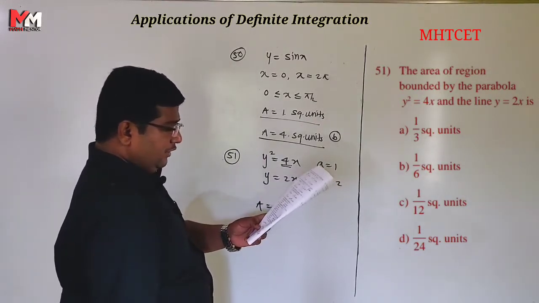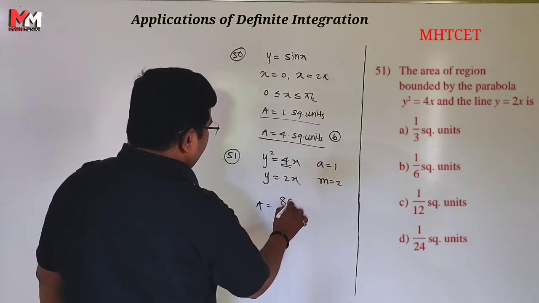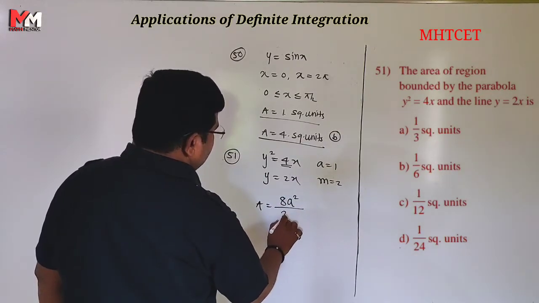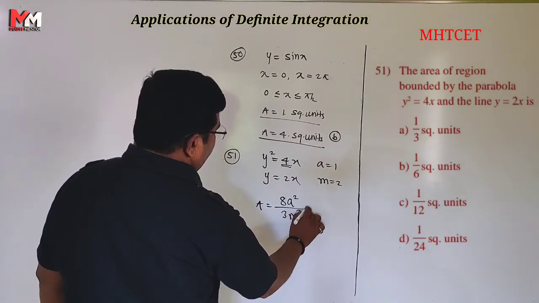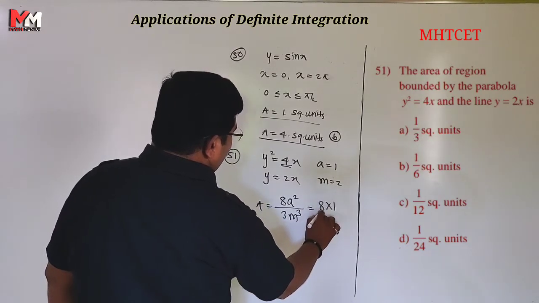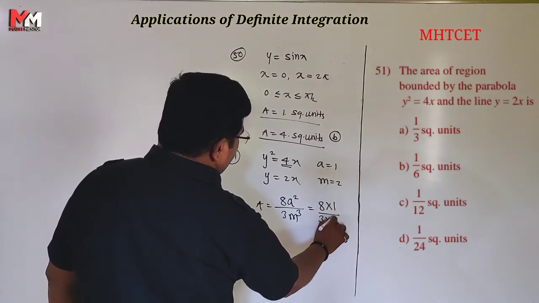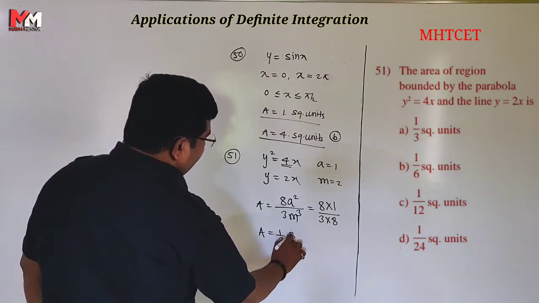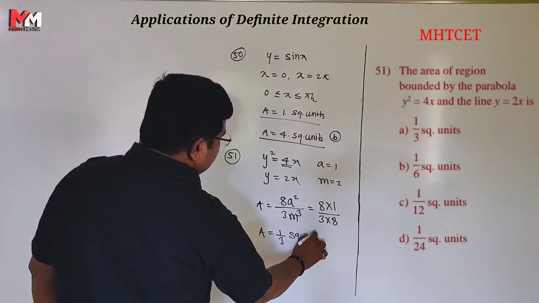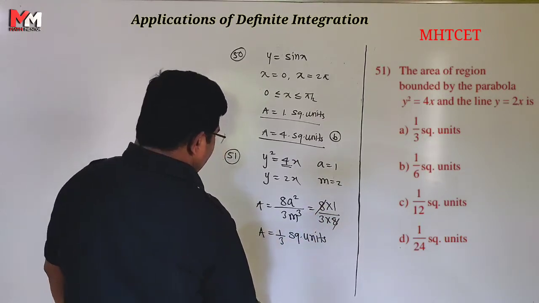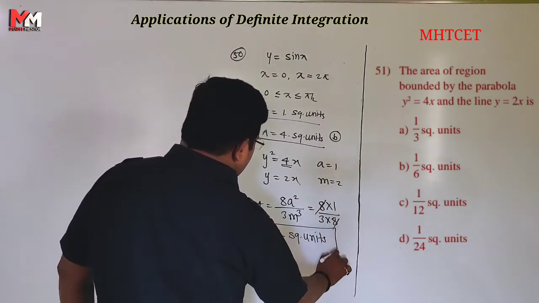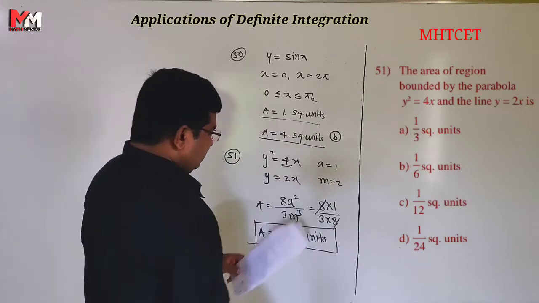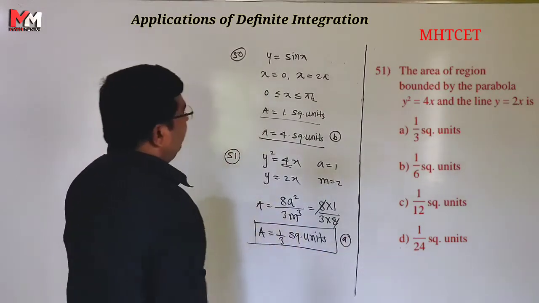The shortcut is 8a squared by 3m cubed. 2 cubed is 8, so the required area is 1 by 3 square units. This 8 and this 8 cancel. So this is the answer, option number A.